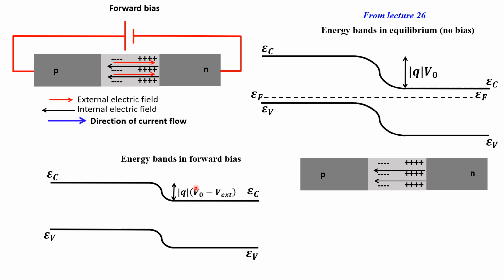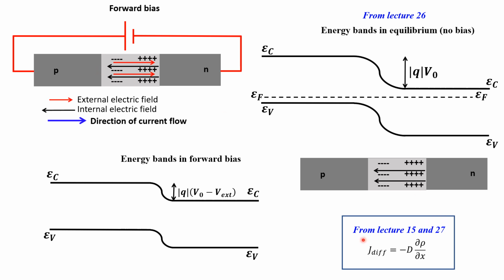We have now a current of holes diffusing from P to N and of electrons diffusing from N to P. And recall that if electrons are moving from N to P, that means that their current is in the direction of P to N, because the current due to electrons is in the opposite direction of the flow of electrons, because electrons have negative charge.